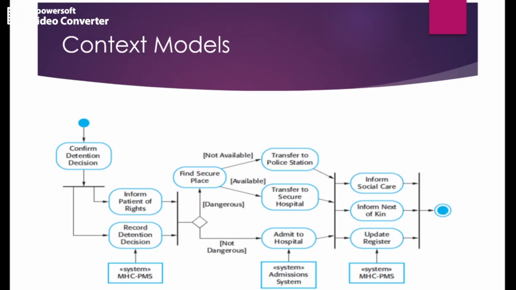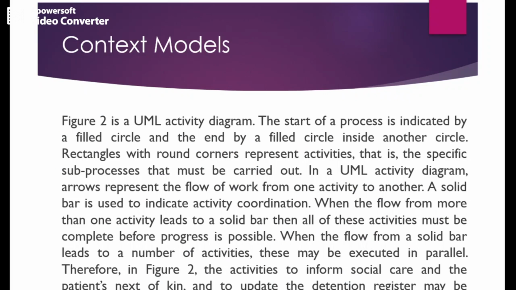So what do they represent? The activities. Keep in mind, this is the initial state. A filled circle shows the initial state, and the final state is a filled circle inside another circle. And then look at the shape here. It is actually a rectangle with rounded corners that mainly represents the activities. So they tell the activities, that is, the specific sub-processes that must be carried out.